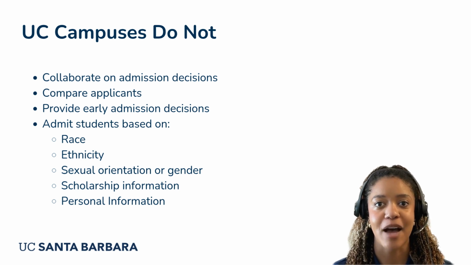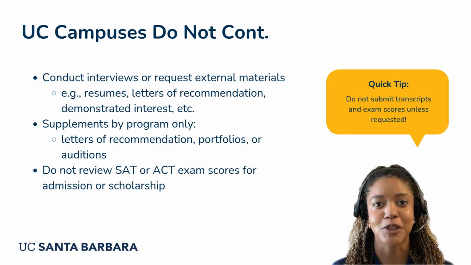It should be noted that applications are not reviewed on a first-come, first-served basis, and we do not provide early admission decisions. The UC application asks for race, ethnicity, sexual orientation, gender, scholarship information, or financial need, and other personal questions. However, these are not used in the selection process and instead formatted for statistical purposes after admission decisions are completed. You should also know that the general admissions process does not conduct interviews or review external materials such as resumes, letters of recommendation, or demonstrated interest.